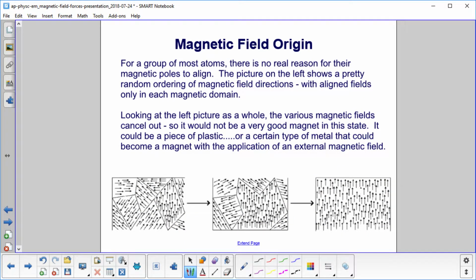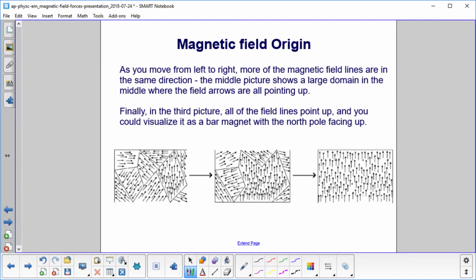For a group of most atoms, there is no real reason for the magnetic poles to align. The picture on the left shows a pretty random ordering of magnetic field directions, with aligned fields only in each magnetic domain. Looking at the left picture as a whole, the various magnetic fields cancel out, so it would not be a very good magnet in this state. It could be a piece of plastic, or, and we'll get to this shortly, a certain type of metal that could become a magnet with the application of an external magnetic field.